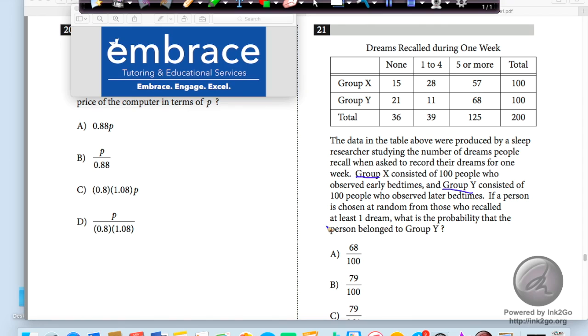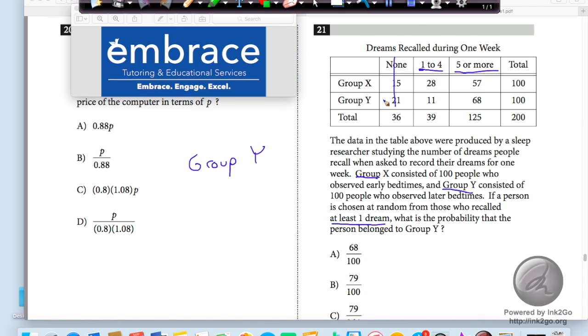If a person is chosen at random from those who recalled at least one dream. Okay, so recalled at least one dream, so I don't care about none, right? What is the probability that the person belonged to group Y? So first of all, we had to remove none because we want at least one or more, which means 1 to 4 as well as 5 or more all includes at least one dream. Now, we're also going to be focusing on group Y specifically.